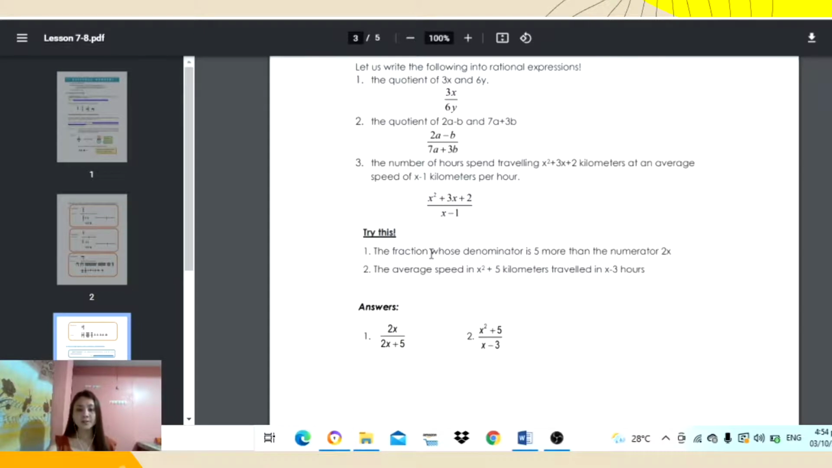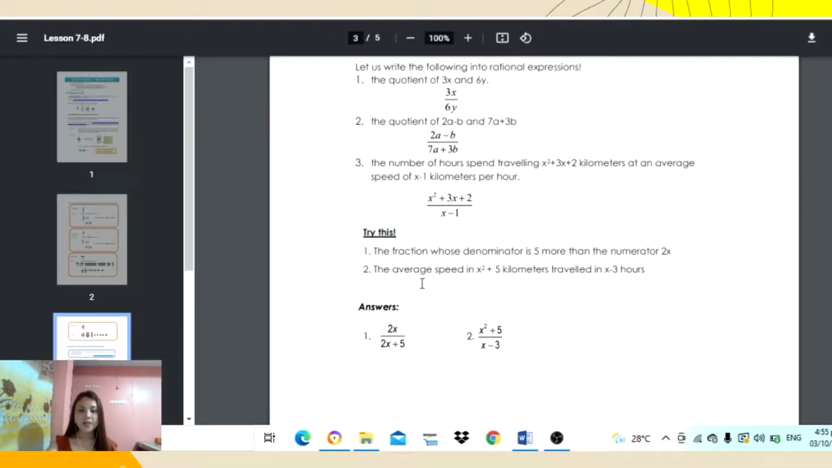Now, let's try this one. The fraction whose denominator is 5 more than the numerator 2x. So the numerator is 2x as stated in this one. So 2x is our numerator, and then the denominator is 5 more than 2x, meaning 2x plus 5. So this statement is just equal to this expression, 2x over 2x plus 5.